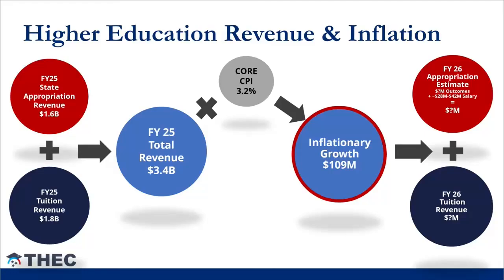If our state appropriations for salary were to come in between 2 and 3%, which is pretty standard for the state, that may account for some $28 to $42 million in salary revenue, which means the remaining balance of that would be either made up through outcomes funding or tuition revenue or maybe cost-cutting measures as well.